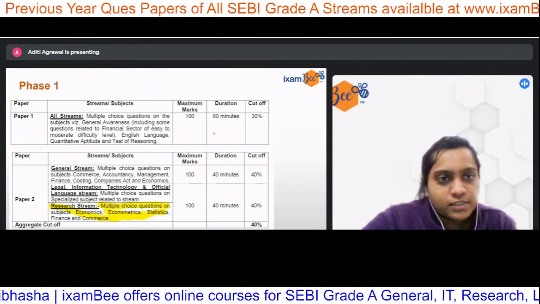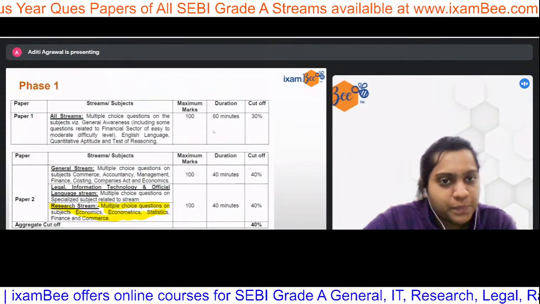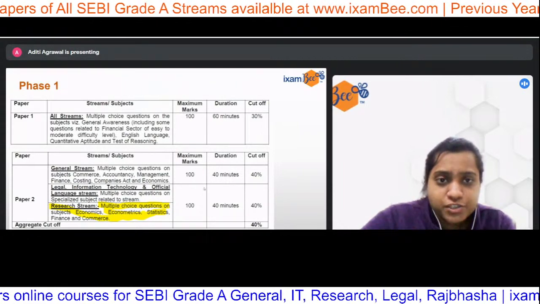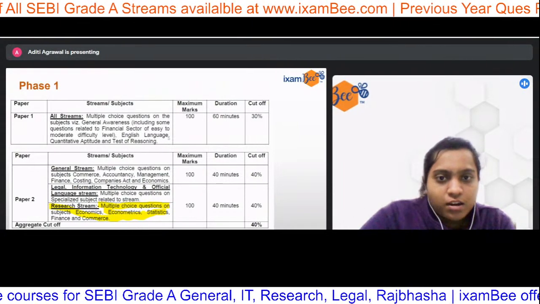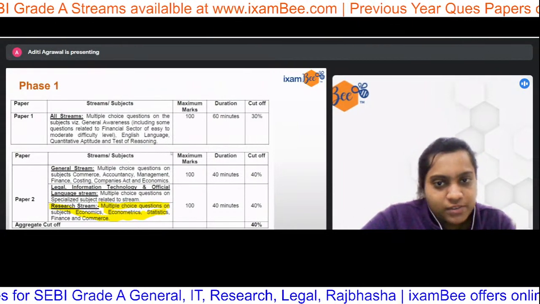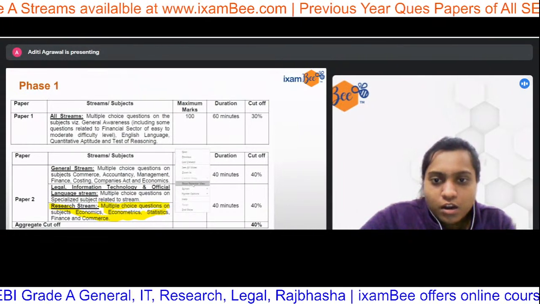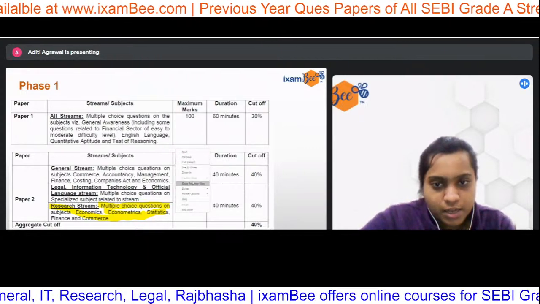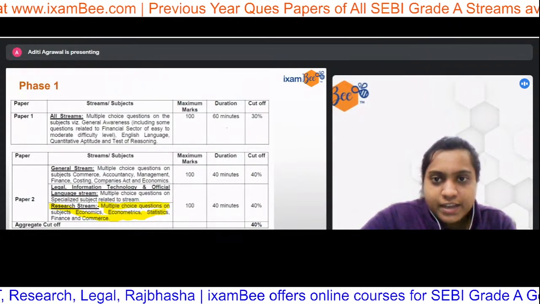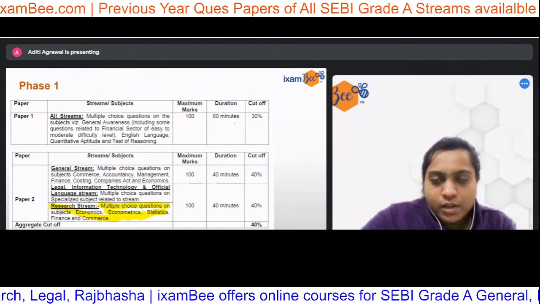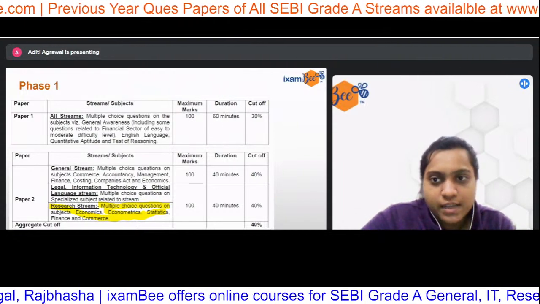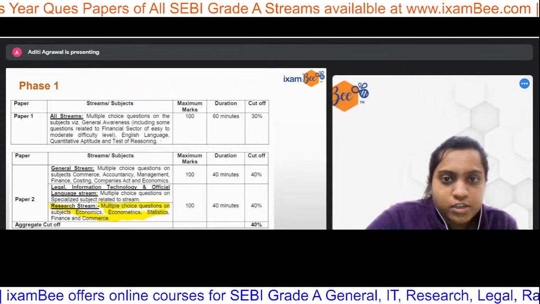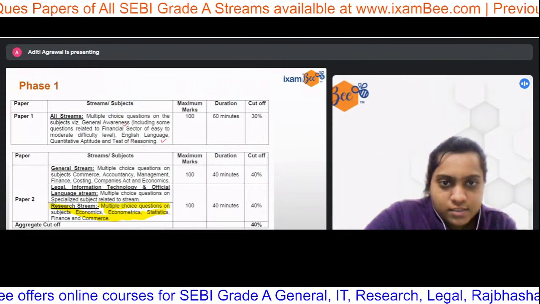So, the phase one is divided into two papers, paper one and paper two. Paper one comprises four sections, which are general awareness, English language, quantitative aptitude, and reasoning. You get around 60 minutes to complete this, right? The total is 100 marks and the cutoff is 30%. So broadly, this is what is asked in paper one.